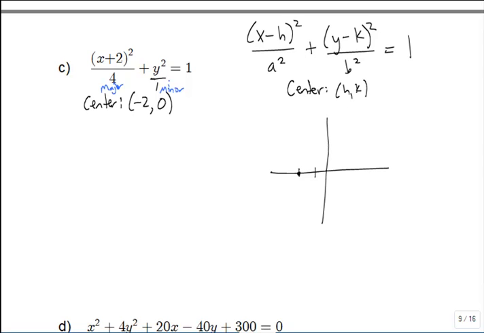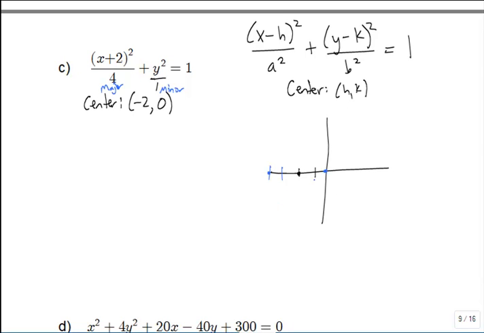Now here's where we want to be careful. Since our major axis is under the x, we want to be moving the square root of this number to the left and to the right. But we're not doing it from 0 this time, we're doing it from our center point. So the square root of 4 is 2, and I want to move that in the x direction. So what that means is from this center, I want to go 2 to the right, which would now put me at the origin, and 2 to the left, which would put me over here at -4.